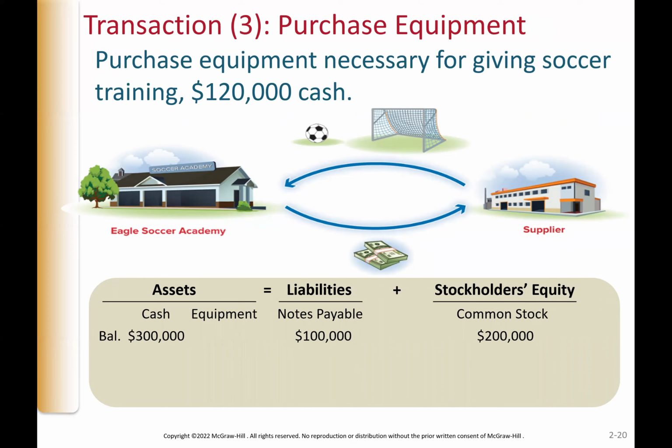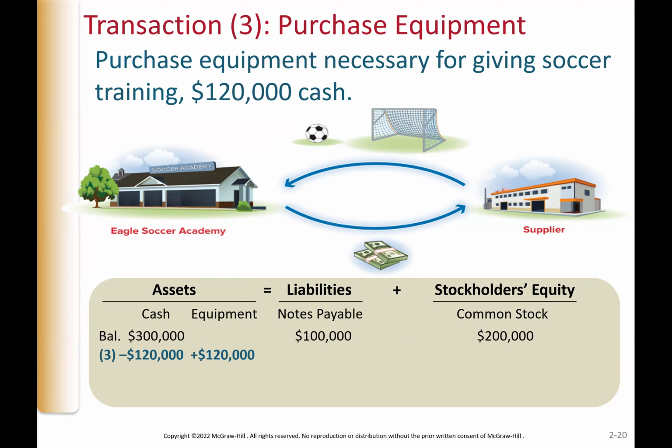Okay, let's think of this one, guys, and I want someone to help me with this. We purchased equipment necessary for giving soccer training for 120,000 in cash. Can anyone think of an account that was affected? Our cash account will be down 120,000. Exactly. Our cash goes down 120,000. What else happens? I kind of just gave it to you. Our equipment goes up by 120,000.